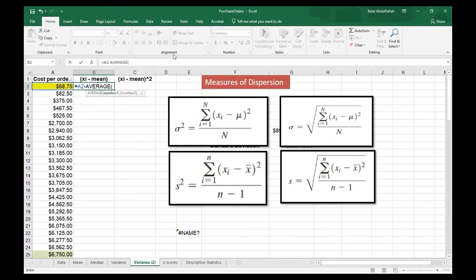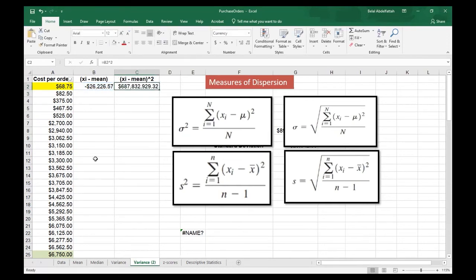Now, I do have a named range and I have it set as CPO, and close parentheses, hit enter. So this is the deviation that I get. Because the mean is greater than what I'm subtracting here, I'm going to get a negative result. Now, the next step is to square that result. So I could hit the equal sign and select this value, and then I can select the hat symbol and the number 2 on my keyboard and then hit enter. Now I have this value.